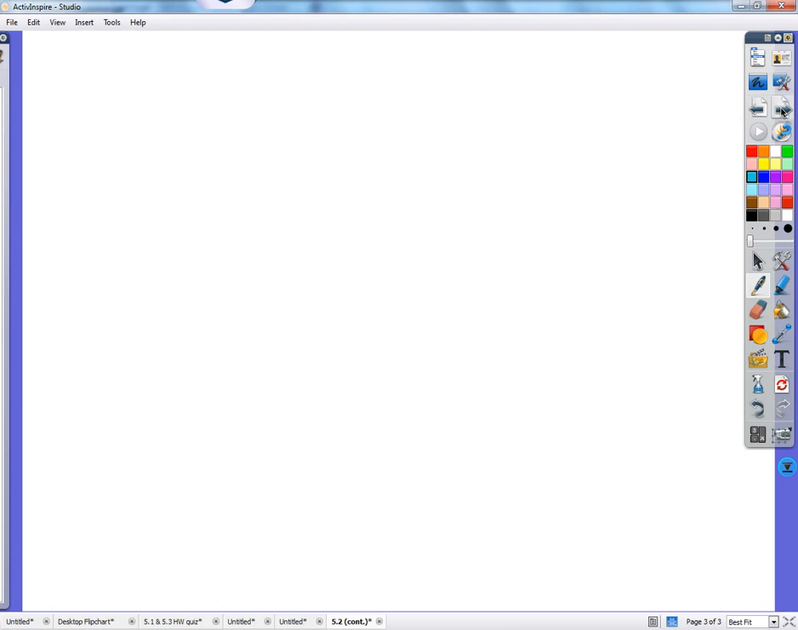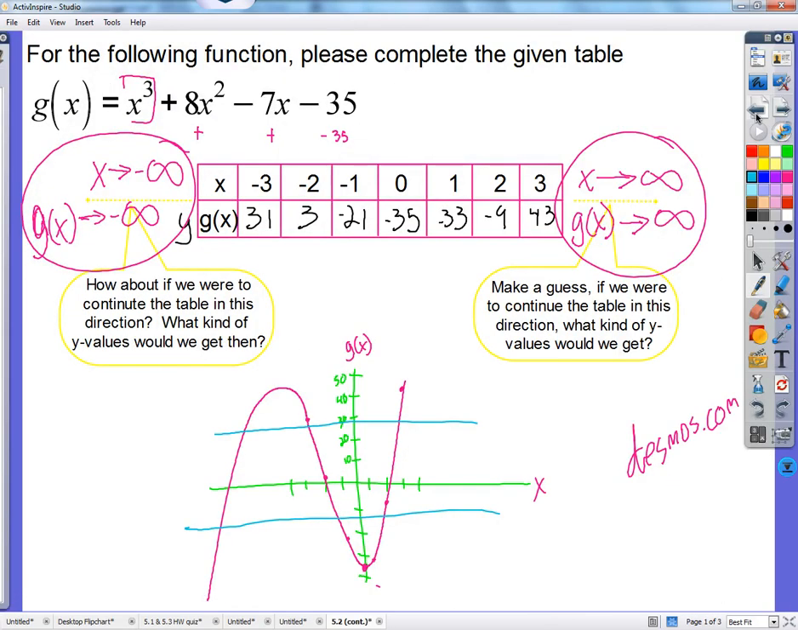Now, there's this last thing, which I think is pretty neat, and I think it's fun to think about why it works. But I'll show you how to do it. Here, we'll take this function right here.